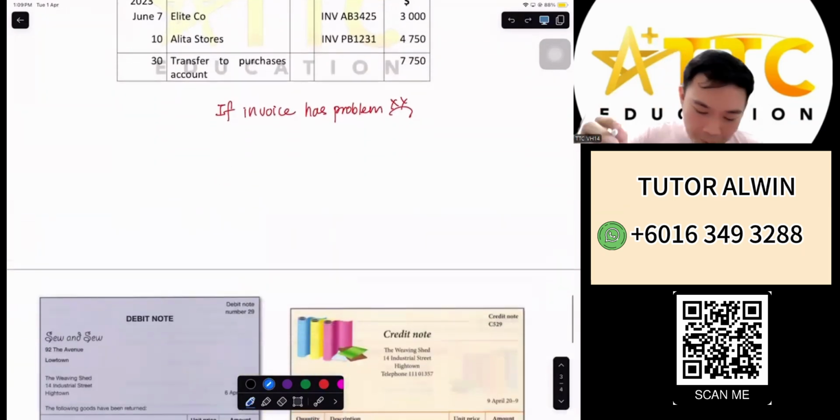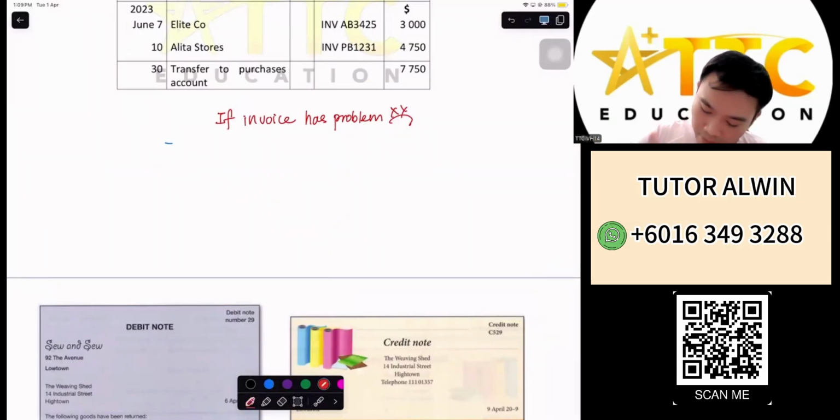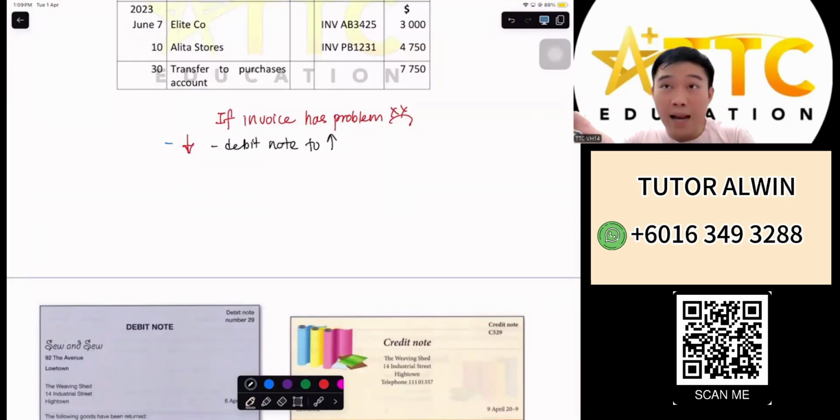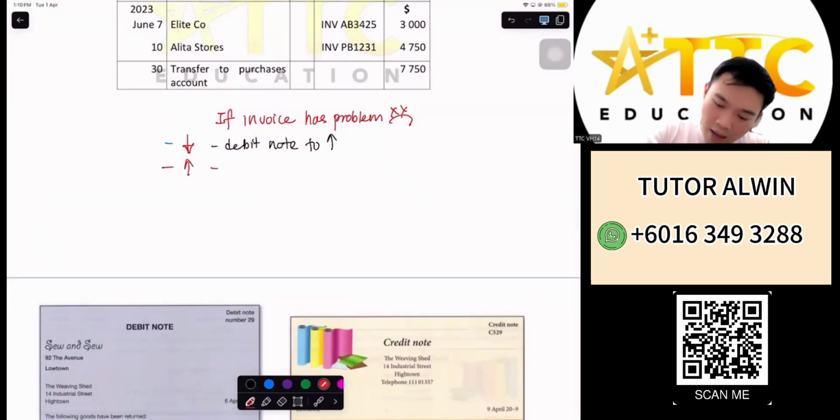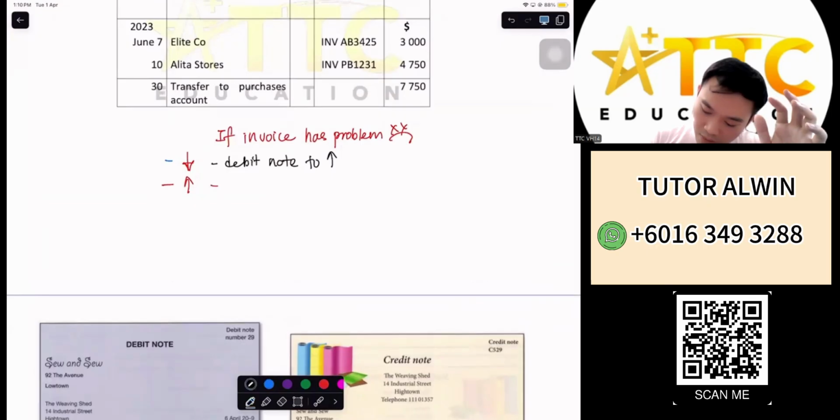Let's state. If it is undercharged, we use debit note to value your debt upwards. If it is undercharged because the supplier forgot to charge you something extra, or they calculated things wrongly. Now, if the invoice has a problem whereby it is overcharged, then a credit note will be used. Overcharged, or you want to return something.